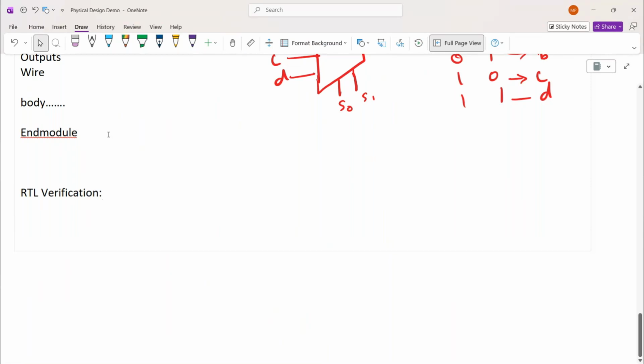Next is RTL verification, right? So RTL verification will add certain test cases to your design. It will test for functionality.